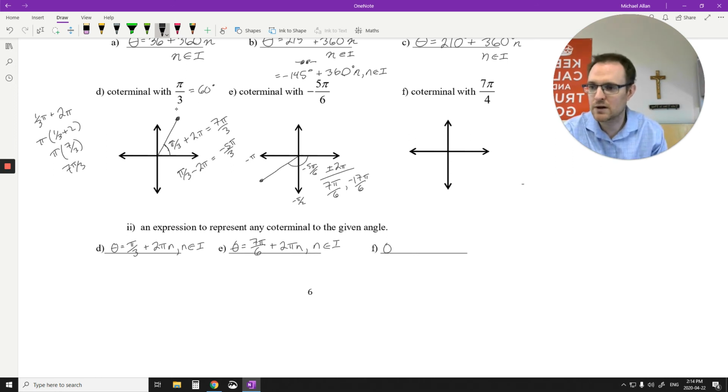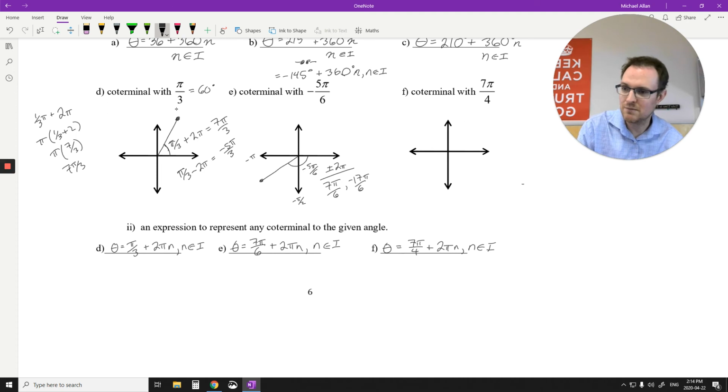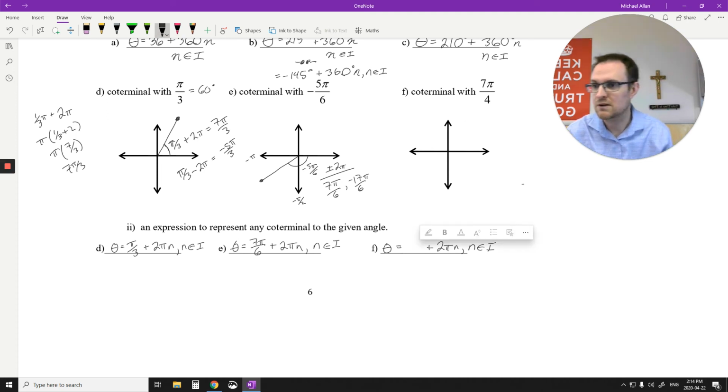7 pi over 4 is the first positive. You can do the math on that one, try to figure that out. But it ends up being the first one. And there we go. And that ends up in this quadrant down here somewhere, in the fourth quadrant. Let me just quickly figure out what it is. It ends up being, well, it's not the smallest one. My bad, sorry. I had to figure out what the smallest one is.